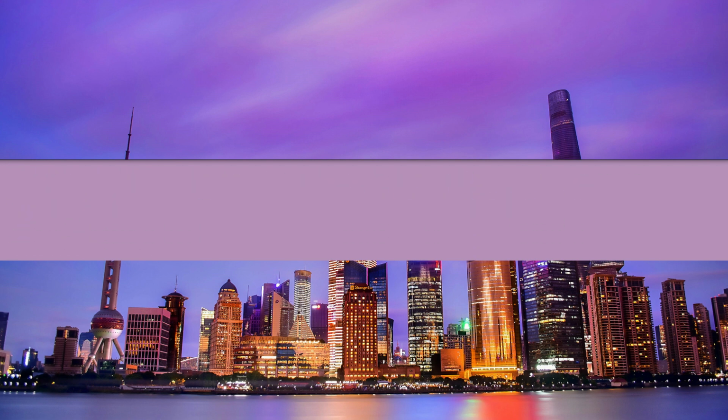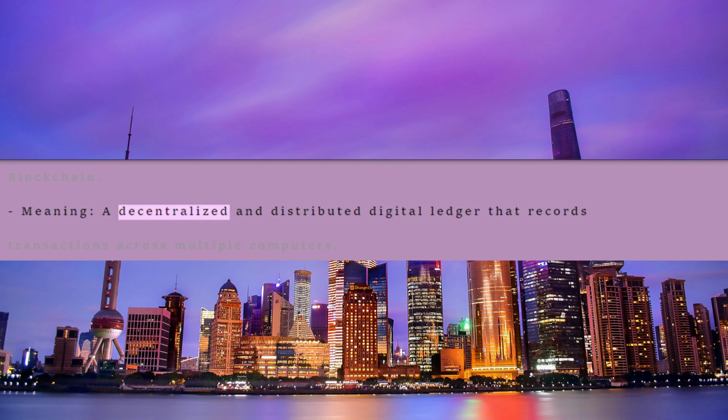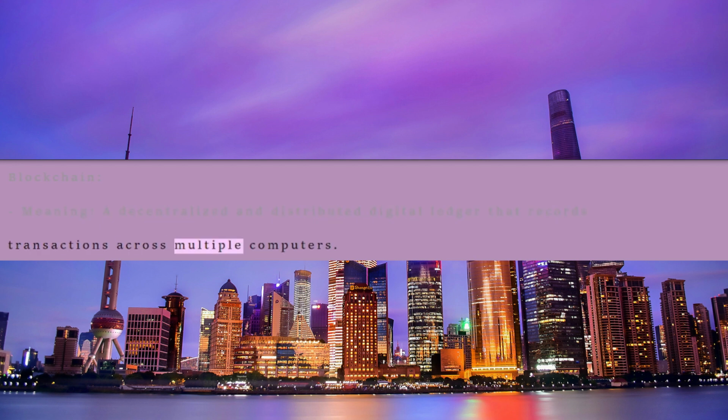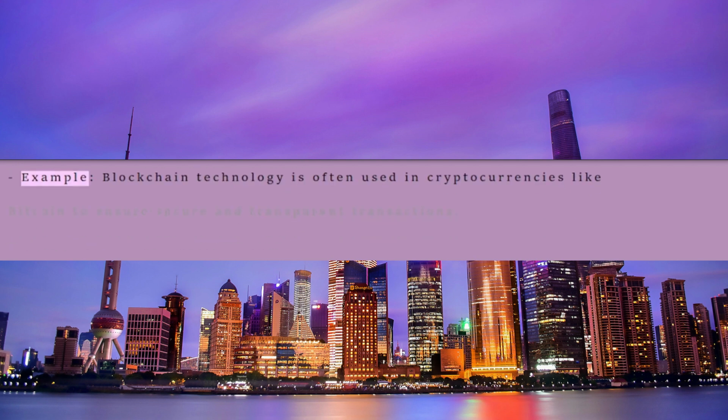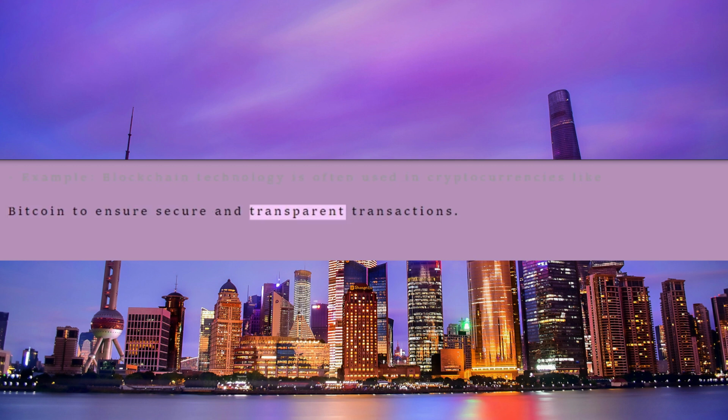Example, the trader engaged in arbitrage by buying the stock on one exchange where it was undervalued and selling it on another where it was overvalued. Blockchain. Meaning, a decentralized and distributed digital ledger that records transactions across multiple computers. Example, blockchain technology is often used in cryptocurrencies like Bitcoin to ensure secure and transparent transactions.